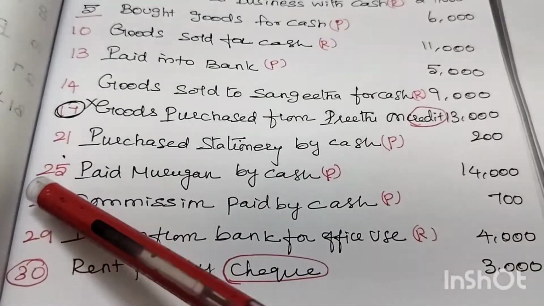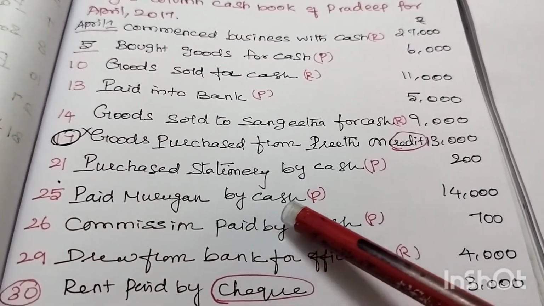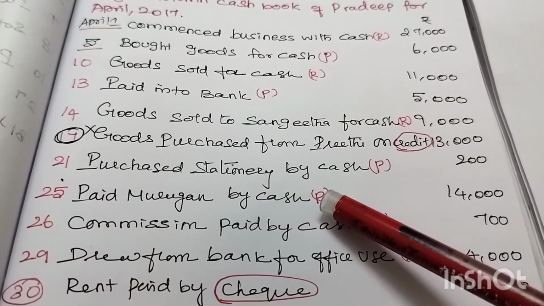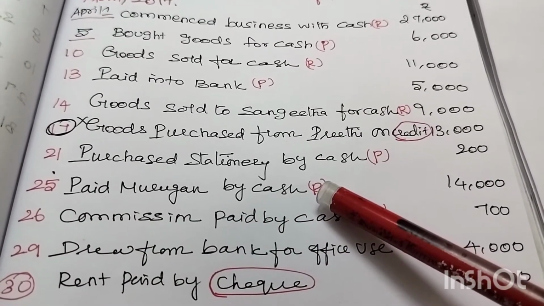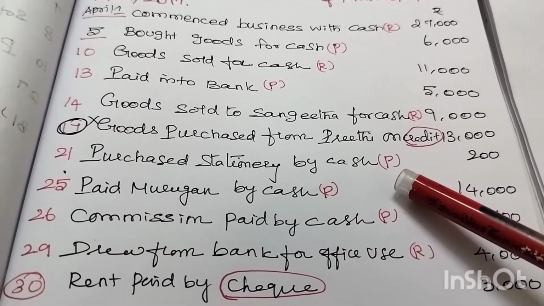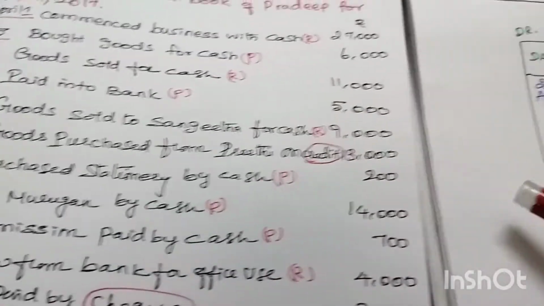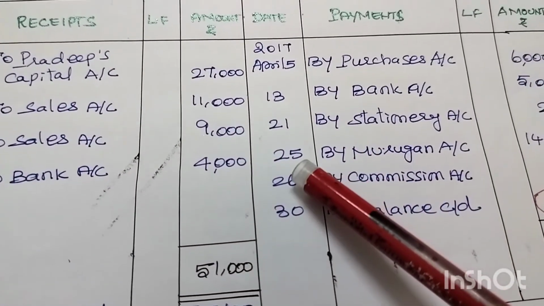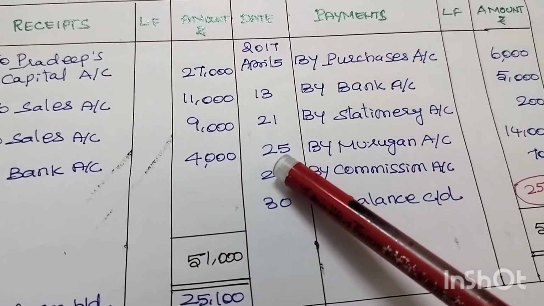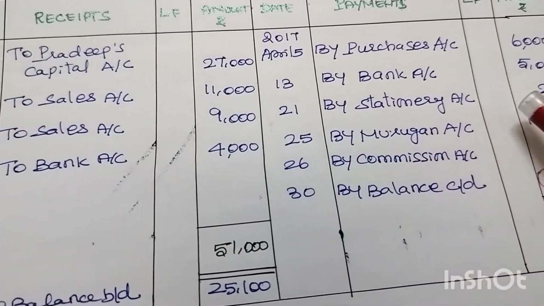Okay. Then the next transaction is 25, paid Murugan by cash. Paid means payment. In simple way, you can think paid means payment. You can enter into the payment side by Murugan account 14,000. Okay. In simple way, you have to write 2017 April 25 by Murugan account 14,000.